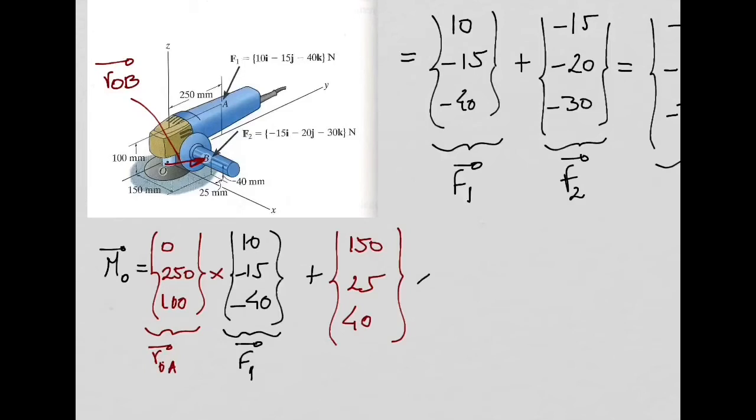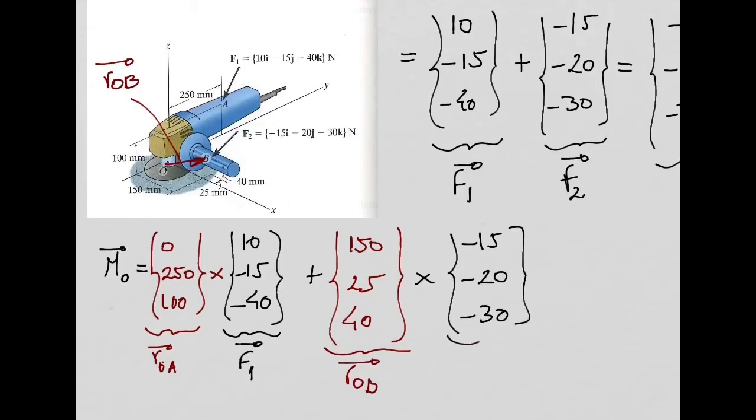And now I need to do the cross product with my force vector, which is this one here. My F2 is this one. So I'm just going to add it here: minus 15, minus 20, minus 30. So this is my ROB, and this one is my F2. Right? You all agree with this? So the only thing I have to do now is the cross products, and then I get the moment.